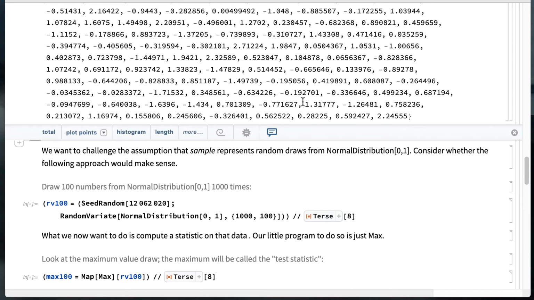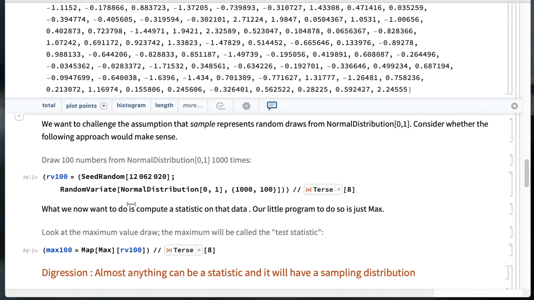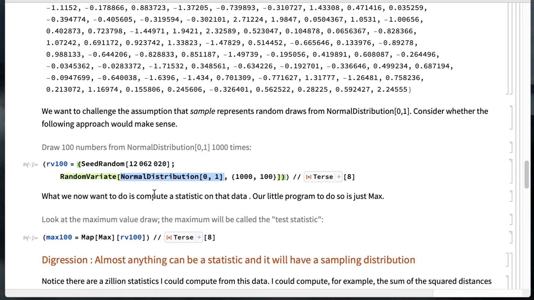What we're curious about is whether that sample of data could have come from random draws from the normal distribution with first parameter 0, second parameter 1, which I've told you in previous videos we just call the normal distribution. So let's do an experiment. What I'm going to do is take data that I know is drawn from that normal distribution.